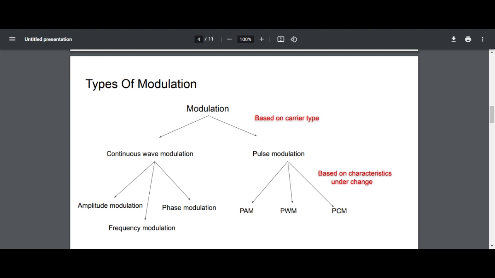We have learned modulation and carrier types. Now it is time for the types of modulation. Modulation is basically of two types: continuous wave modulation and pulse wave modulation, based on what kind of carrier signal we are using. Each type is further subdivided into three types based on which characteristic we are changing. In continuous wave modulation, the three types are amplitude modulation, frequency modulation, and phase modulation. In pulse modulation, the three types are pulse amplitude modulation, pulse width modulation, and pulse code modulation. In this lecture, we will cover amplitude modulation.